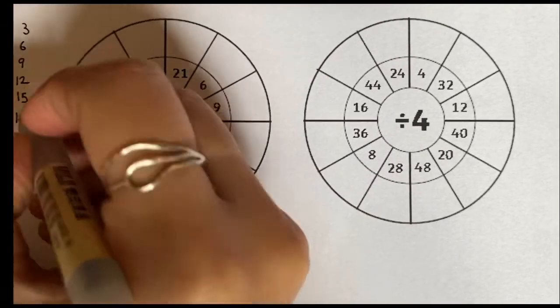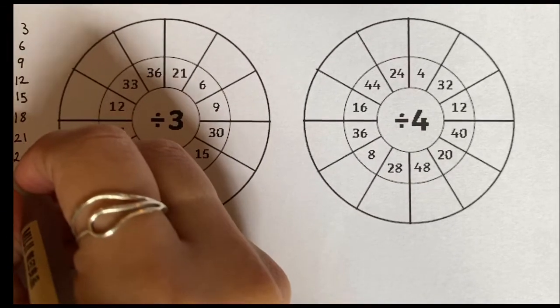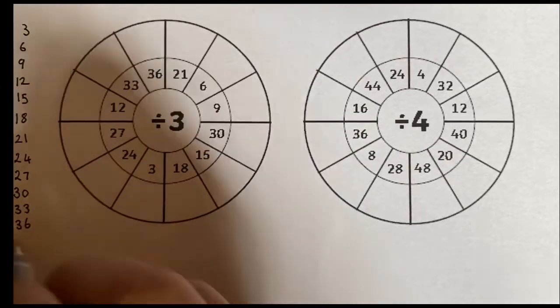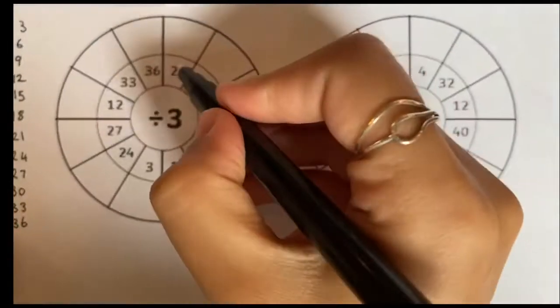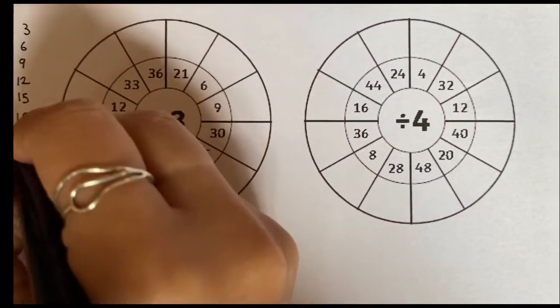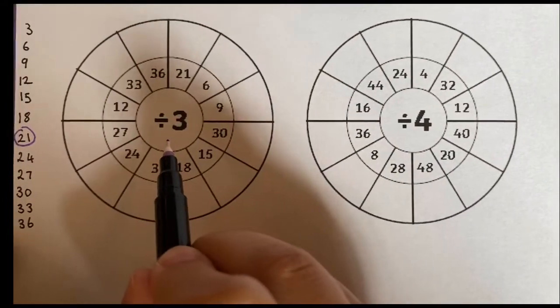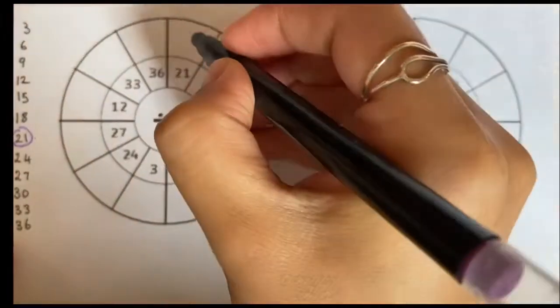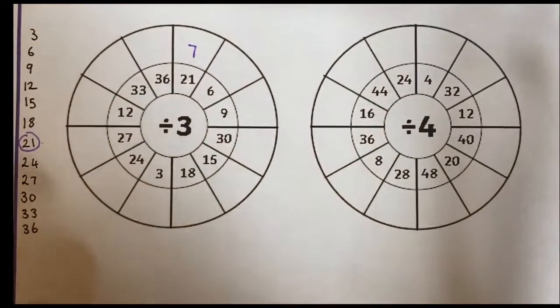Again, follow the same steps to work out your division facts. Or can you just recall your multiplication facts and use those without counting? Okay, so how many 3s go into 21? 7. So 21 divided by 3 equals 7.